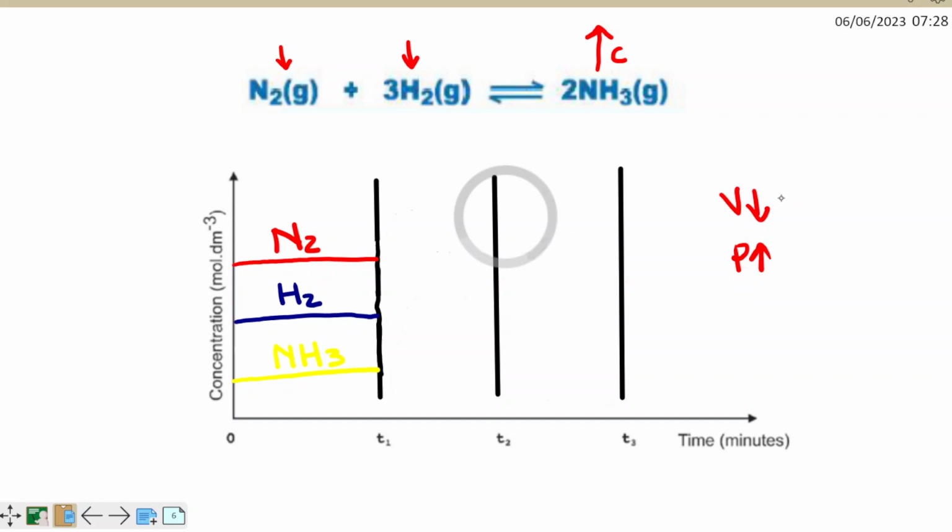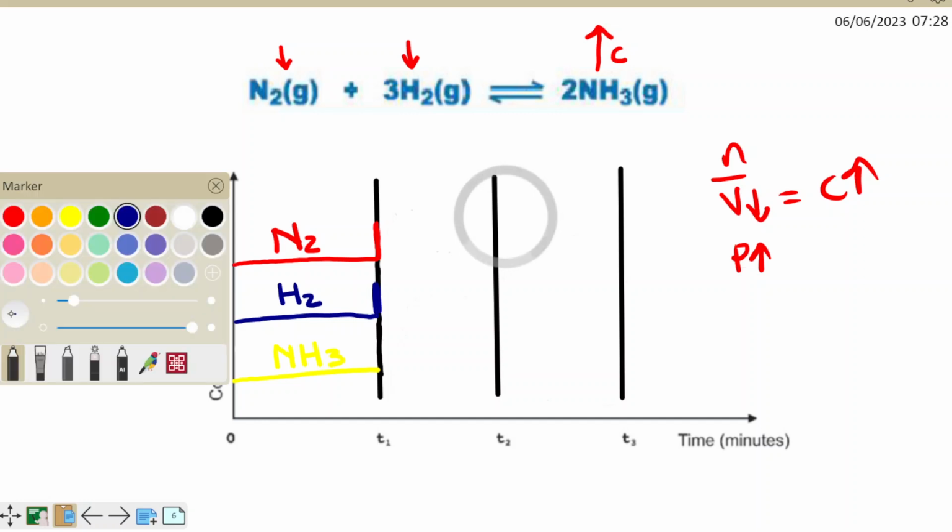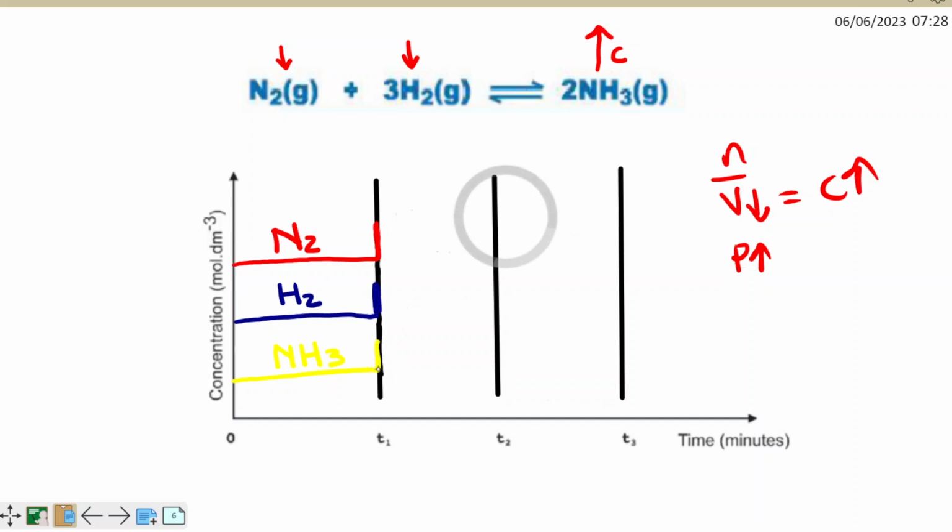What happens to the concentration? The concentration is actually increased. When you decrease the volume, the concentration automatically increases. The concentration of all of them will automatically increase. In other words, the concentration of N2 will increase, the concentration of H2 will increase, and the concentration of NH3 will also increase. Three of them at the same time. Why? Because the volume is being decreased and the pressure is being increased.